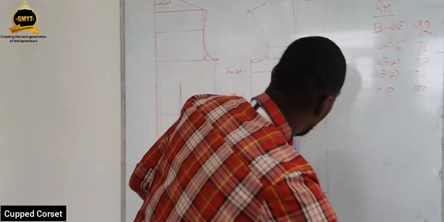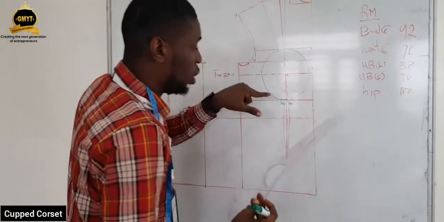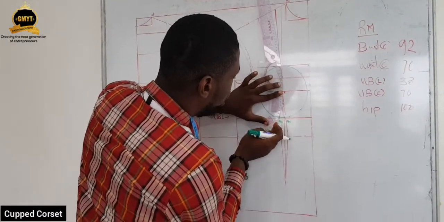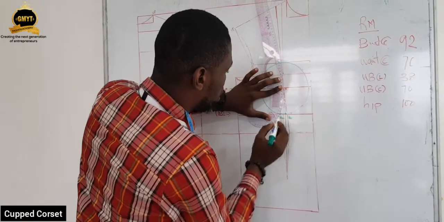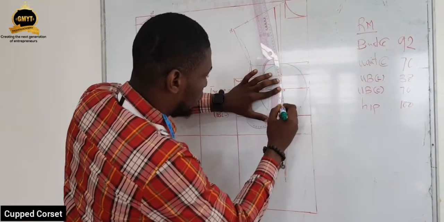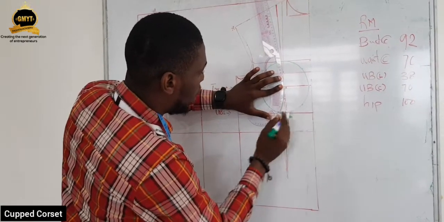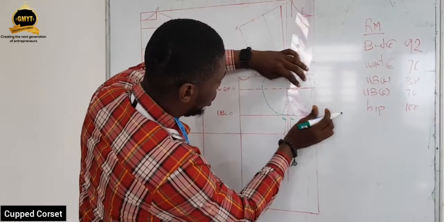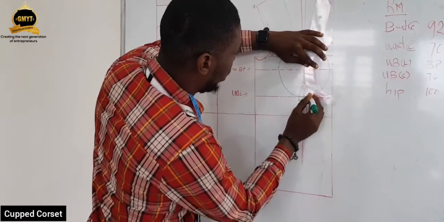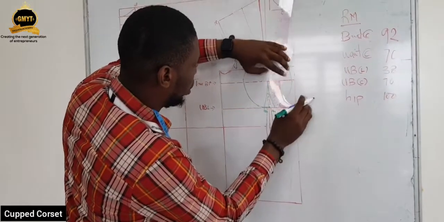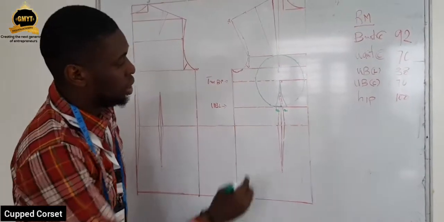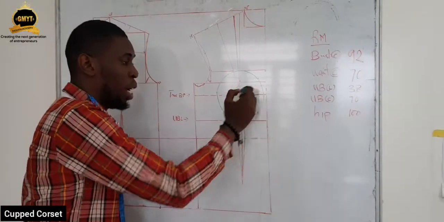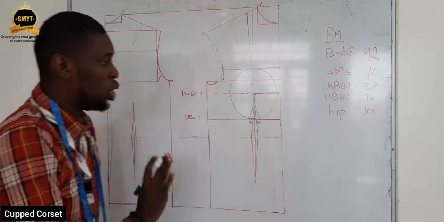After doing that, you have to connect it directly using your French curve to the point X. Look how we have it here, the same thing on the other side. Are you seeing this? 2 cm here, 2 cm here has to be connected directly to the point X. So you're done with that part.